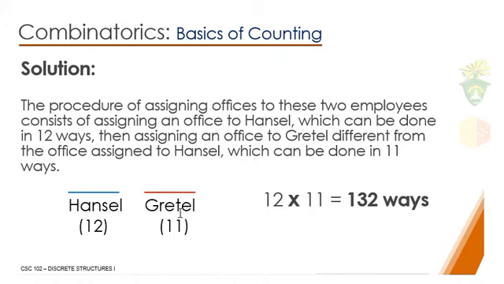So, by product rule again, we'll just have to multiply 12 possible offices that can be assigned to Hansel, and then multiplied by 11 for Gretel.